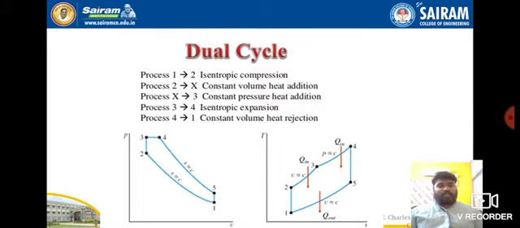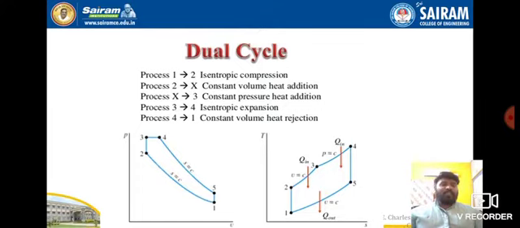So if you look at the PV diagram, 2 to 3 will be the constant volume heat addition, and 3 to 4 will be the constant pressure heat addition. That means in dual cycle there will be two different heat additions. One is constant volume heat addition, another is constant pressure heat addition. In the diagram we can see 2 to 3 is constant volume and 3 to 4 is constant pressure. That is the only difference in dual cycle, and the rest are the same. Like the 4 to 5 process is isentropic expansion, that is adiabatic expansion or isentropic expansion. Again 5 to 1 is constant volume heat rejection.